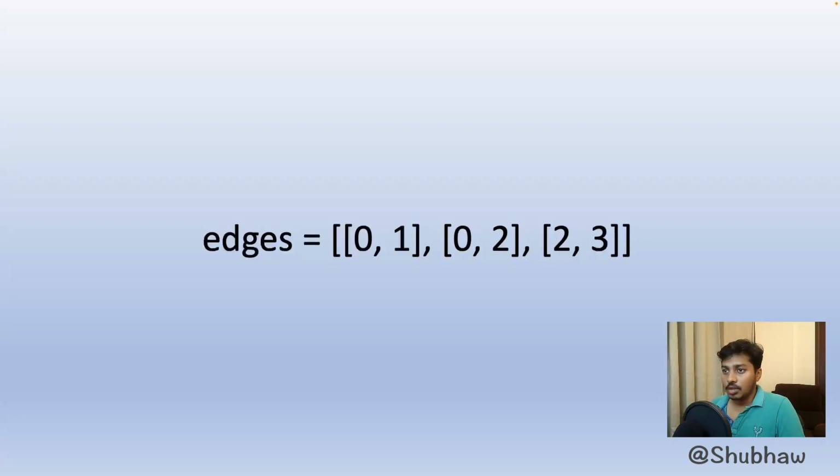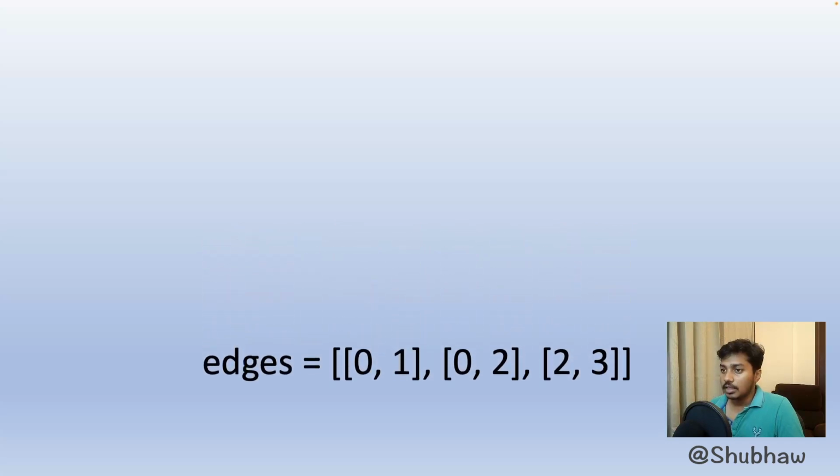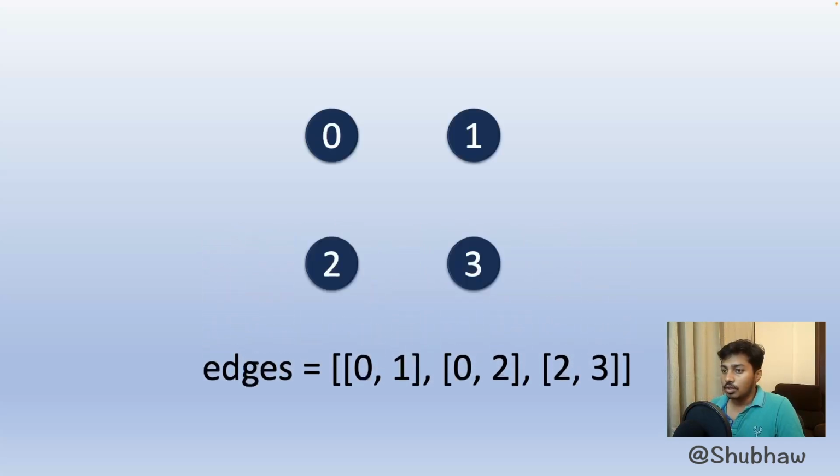The edges are the same, the number of vertices are the same. It's just that now we are considering it as a directed graph. So from 0 to 1 we will have a path. Since this is a directed graph, we will consider only 0 to 1. 1 to 0 will not be considered now. Similarly 0 to 2 is a path, not 2 to 0, and 2 to 3 is a path, not 3 to 2. Now let's see what the changes are here.